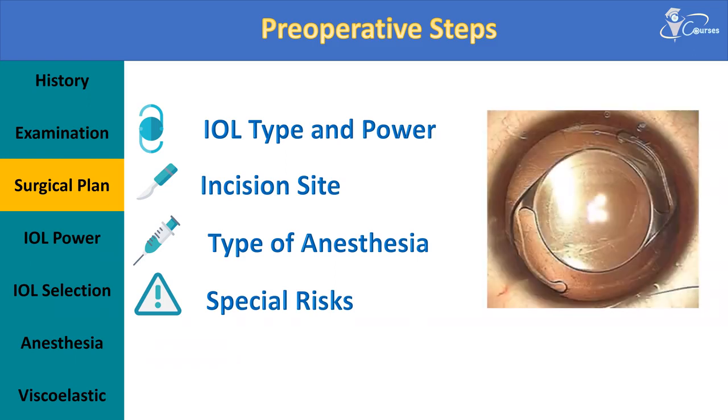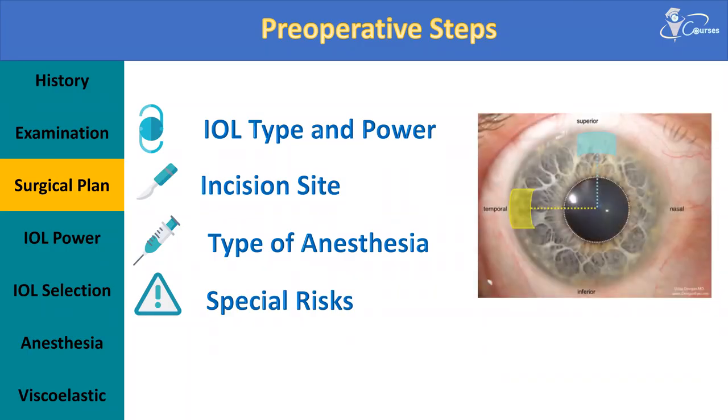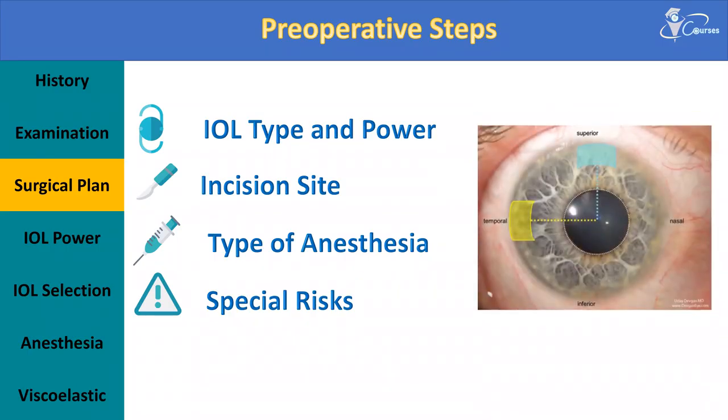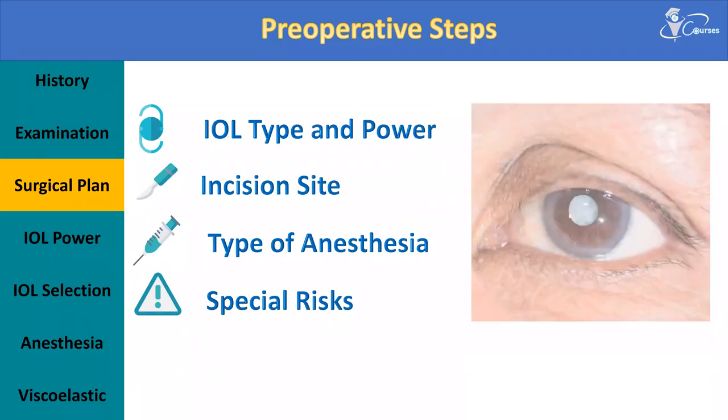Okay, so this will be the intraocular lens type, and this is how we would plan the incision, whether it is superior or temporal. This is how we would plan the type of anesthesia and specific risk. This patient has multiple risks: a small pupil, a white cataract, and also a sunken eye or prominent supraorbital ridge, making the manipulation more difficult. So this also should be noted before the surgery.